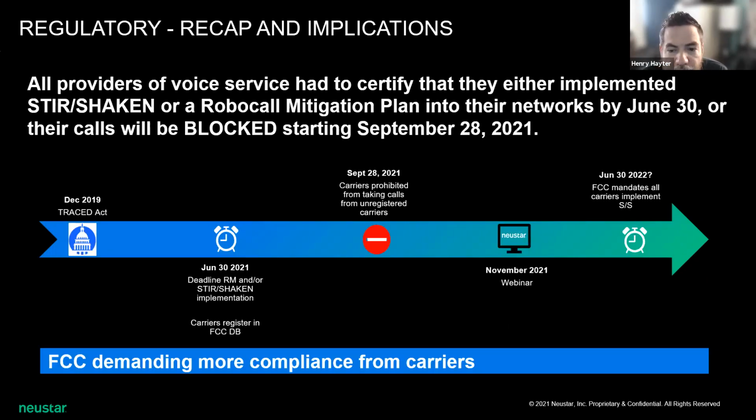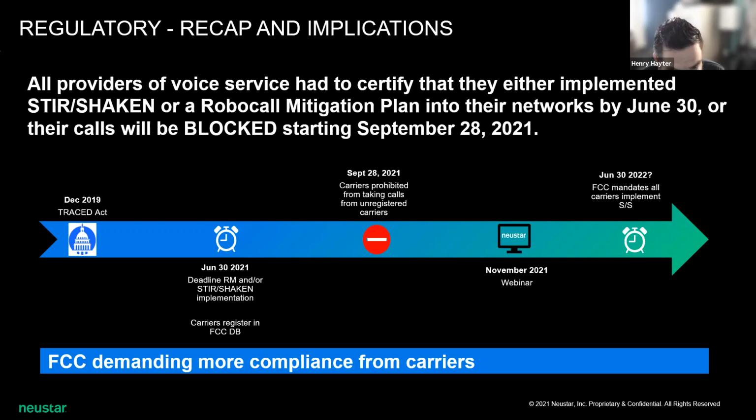So the regulatory recap and impact here. December 2019 was when the Trace Act, the Pallone-Thune Trace Act, was passed, and there were some deadlines given for carriers to deploy a robocall mitigation program and/or a STIR/SHAKEN implementation on the IP portions of the network, and they had to register in this FCC database called the Robocall Mitigation Database.